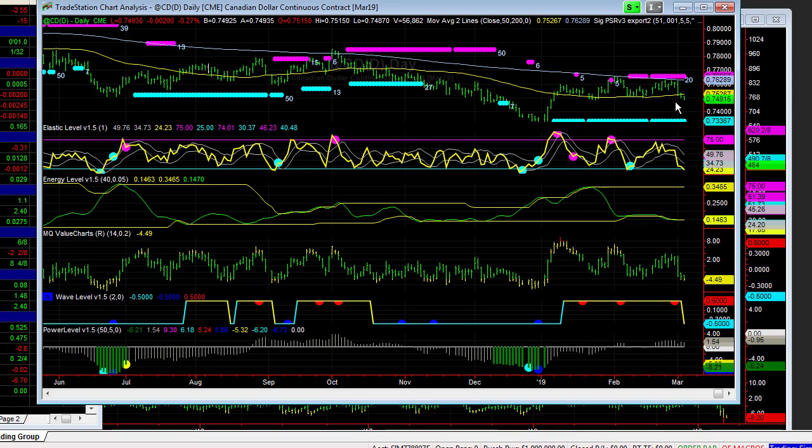This yellow line represents the 50-day moving average, and you can see with today's action that we broke below that on a closing bar basis. More importantly, if you look back, you've got a number of support and resistance levels, these blue cyan colored lines. The 50 represents just how strong it is, so this one is much stronger than this 13 or this 27.